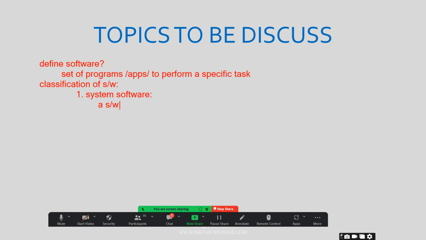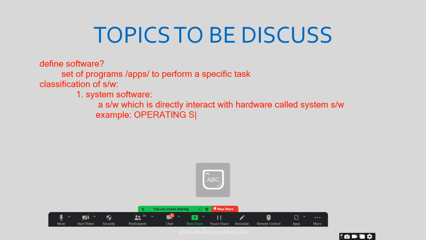A software which directly interacts with hardware is called system software. For example, such system softwares are operating systems. Operating systems can be a Windows operating system, a Linux operating system, Solaris, Ubuntu, Raspberry. There are a lot of operating systems. It can be a Mac operating system also. System drivers, meaning device drivers, all these come under system softwares.